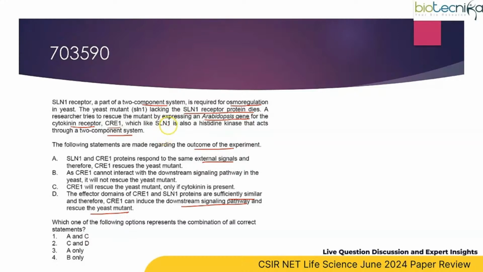So this is like SLN1. It is also a histidine kinase that acts through a two-component system, and various statements they have given. That is the outcome of the experiment. So we have to find which of the following options represents the combination of all correct statements over here. So I'll give you all some time. Please try to solve and let me know.